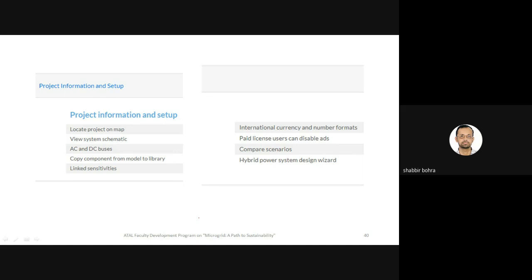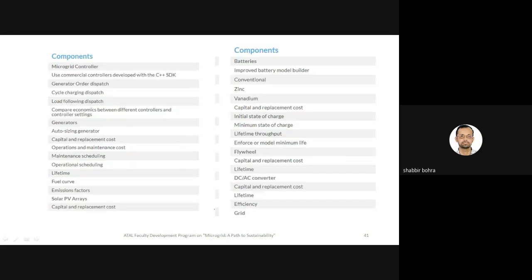Paid license users can disable ads, prepare scenario, hybrid power system design, wizard, etc. What are the components basically available? I'm not going through all the components, but this is just to add the flavor to the presentation. So it is a microgrid controller, use commercial controller developed with C++, and generator dispatch. The load following dispatch generators include the auto sizing, capital and replacement cost, operation and maintenance cost, maintenance scheduling.